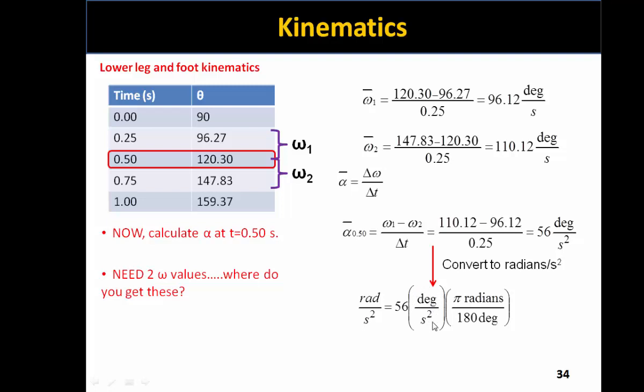So we multiply this unit, particularly as it relates to degrees, by the same conversion factor we did on the previous slide, where pi radians is equal to 180 degrees. So we make sure that the units we want to eliminate are on opposite sides of that fraction. So the degrees cancel. We carry out the mathematical step of multiplying 56 and pi divided by 180, and that gives us an angular acceleration at this point in the range of motion of 0.98 radians per second squared.